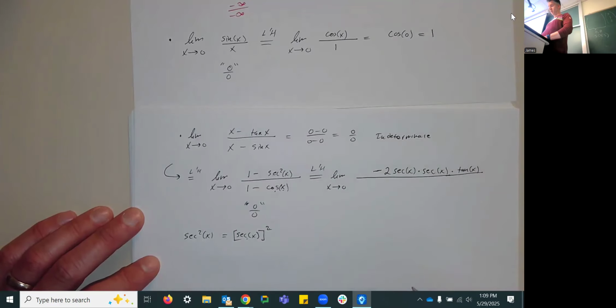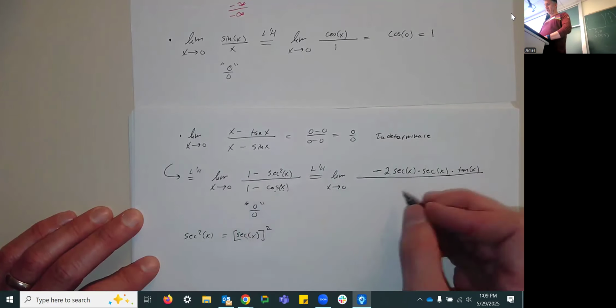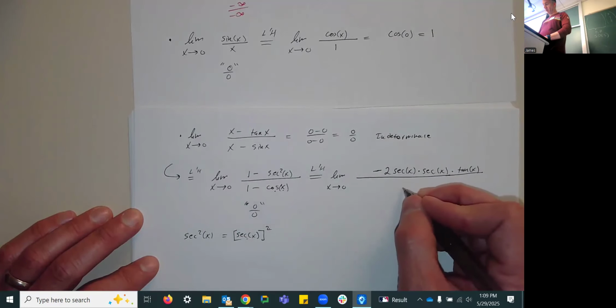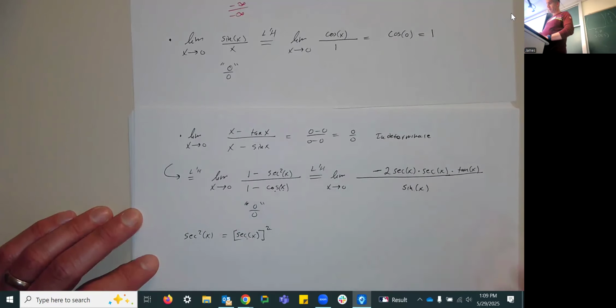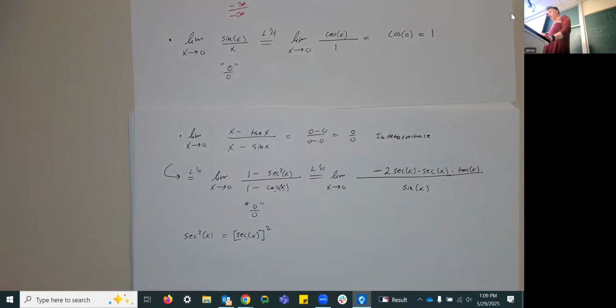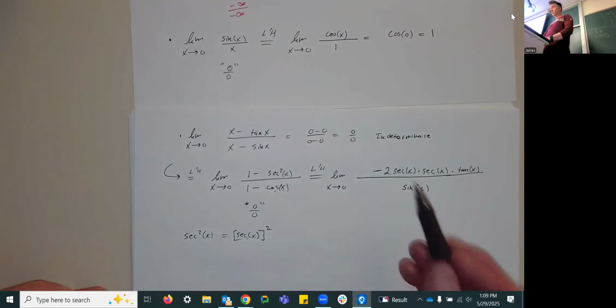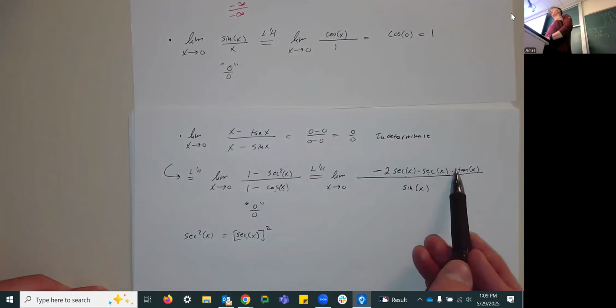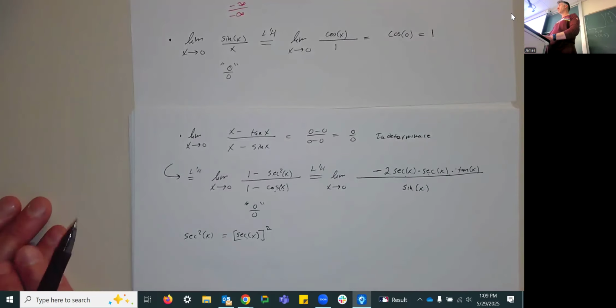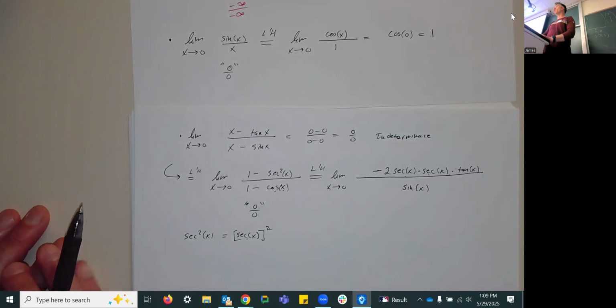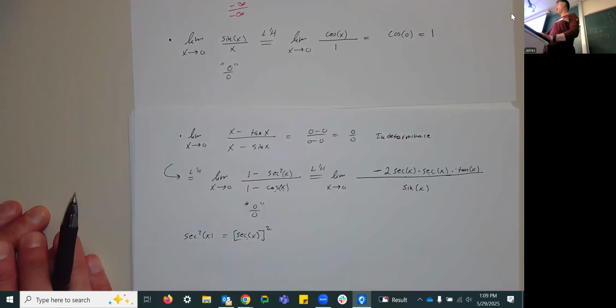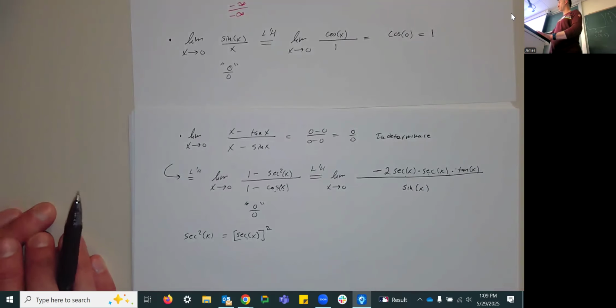The bottom is much less worse. The derivative of 1 minus cosine is 0 minus negative sine, or positive sine of x. Now, here's the bummer. If you plug in 0, you still get 0 over 0, because secant of 0 is 1, but tangent of 0 is 0, and sine of 0 is 0. I really don't want to use L'Hopital's rule again, because taking the derivative of the top would be kind of terrible. And I don't have to if I use my trig knowledge appropriately.